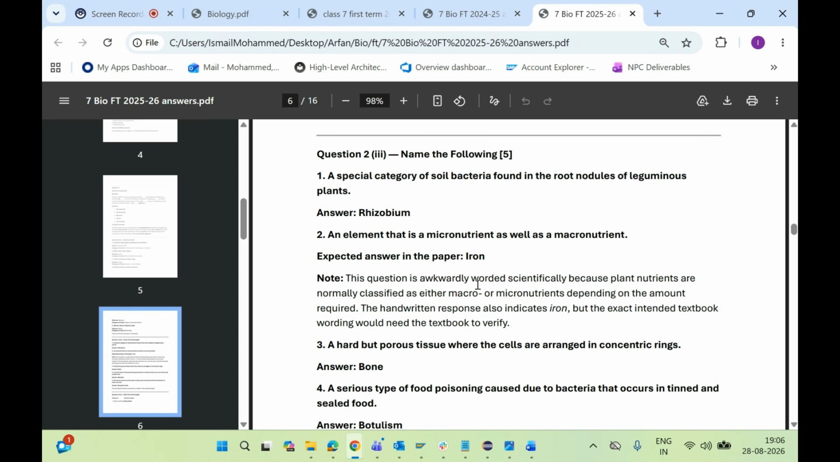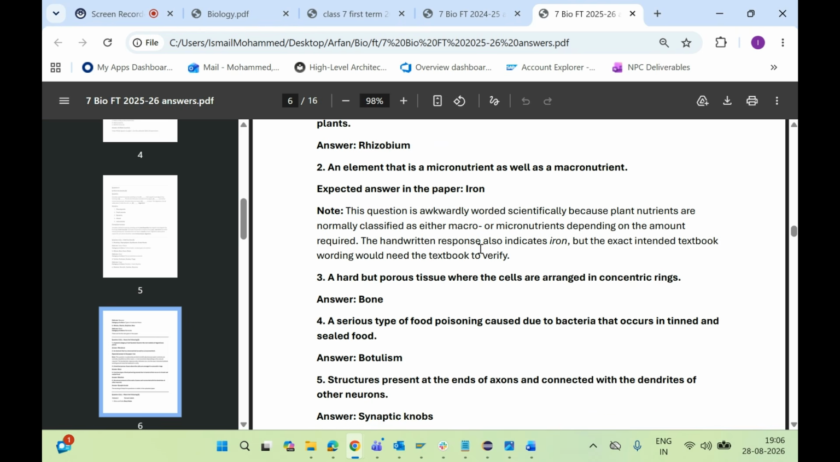Next one, name the following: a special category of soil bacteria found in root nodules. So this is plant, leave it. An element that is micronutrient, this is very important. The element that is both micronutrient and macronutrient is iron.